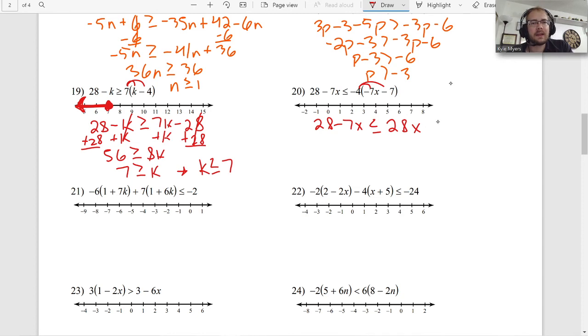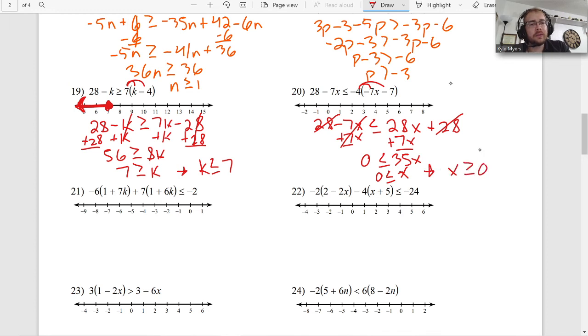So positive 28x plus 28. And if I subtract 28 on both sides, that cancels actually. So I'm going to end up with 7 plus, if I add 7x to both sides, this is going to end up being 0, because once I get rid of the number, the x ends up being 0. But this is going to be 35. Spoiler, right? 0. And if I divide by 35, I get 0 again. And then I want to flip it around. So x is greater than or equal to 0.